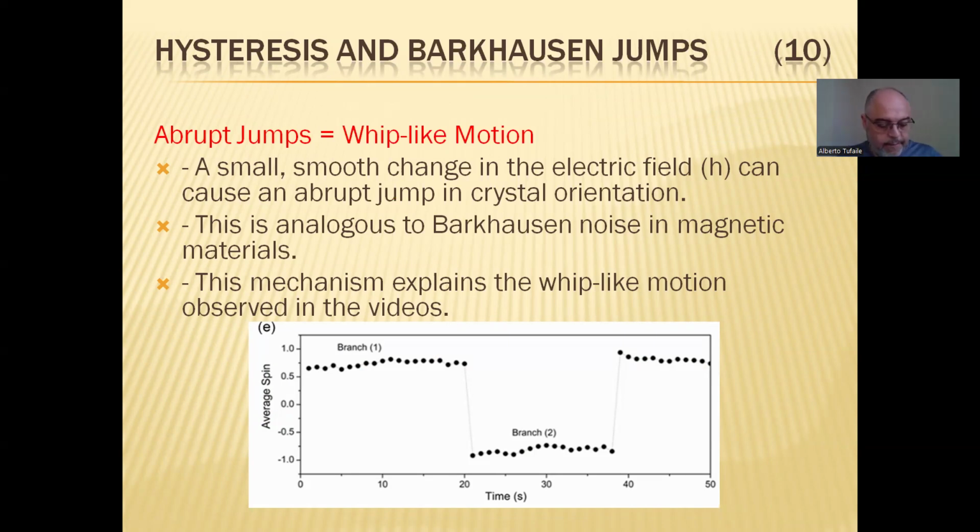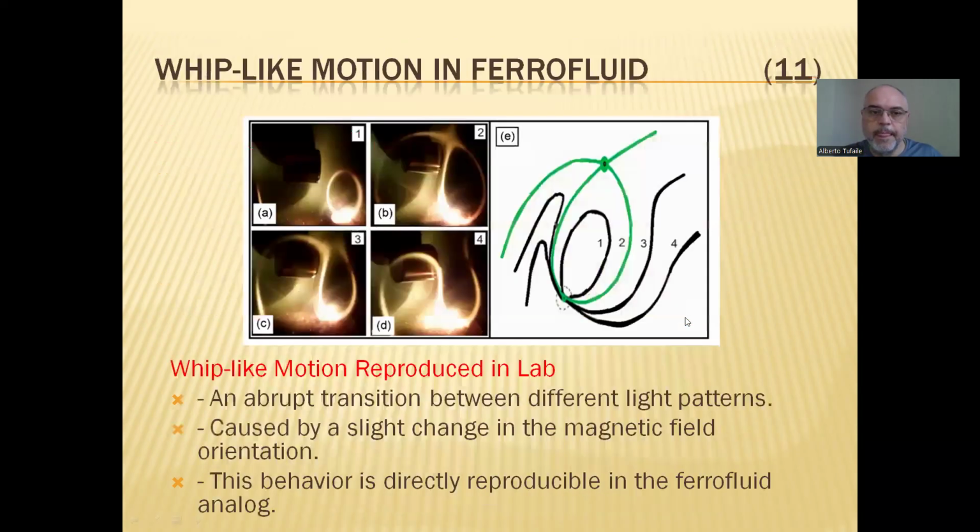When we vary the electric field, the system can jump from one stable branch to another. These Barkhausen jumps explain the whip-like motion. A small change in the cloud triggers an explosive, sudden reorientation of the crystal. So you are in branch 1, in this state, and you jump to branch 2.